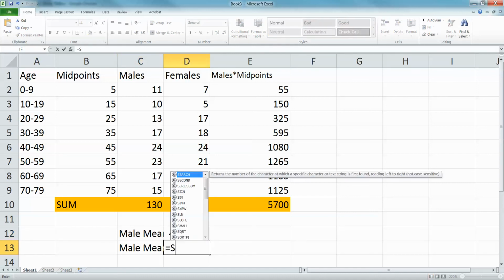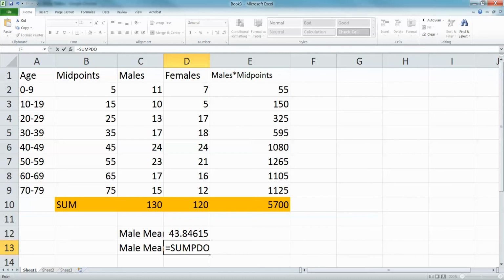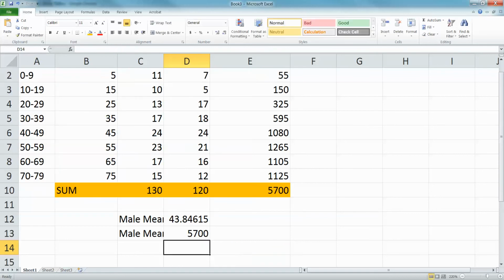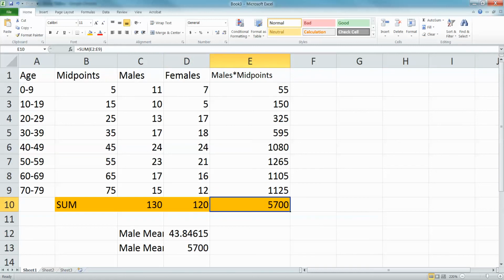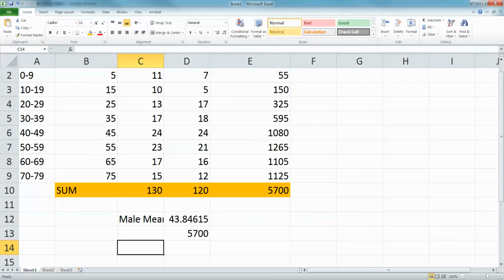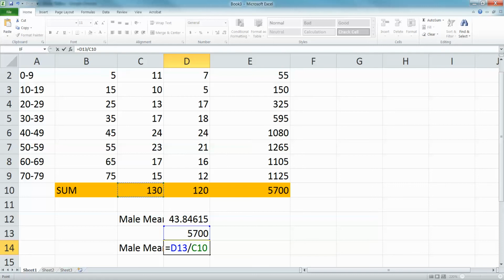The other way to find it is using a feature called sum product. Sum product. It's a function. It's going to say array number 1 and array number 2. So you say, okay, here is array number 1. So I use my mouse and I'm highlighting all the midpoints, not the labels, but the midpoints. You could also just type B2 colon B9 in this particular case, comma, C2 colon C9. There you go. And that gets you the 5700 without having to do all the rigmarole. Sorry, that's the male. It's an intermediate calculation. And then the male mean is equal to that number divided by the sum there.